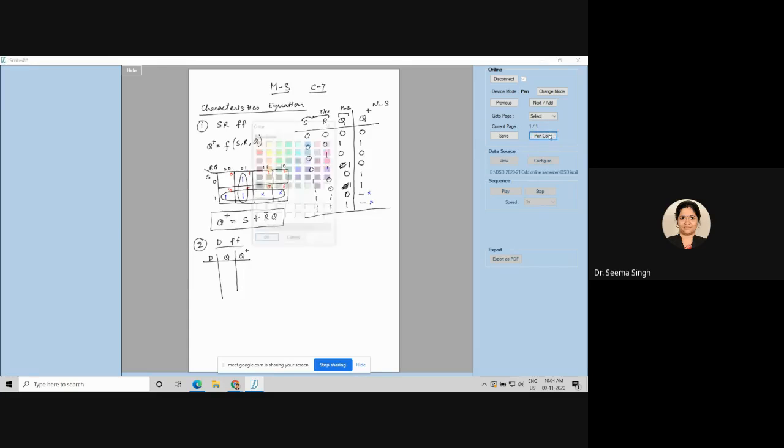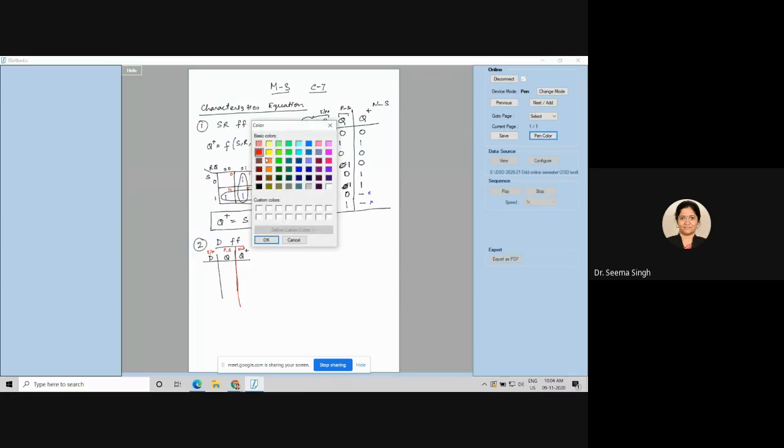All of you can do it on your own and give me the answer before I complete it. D is input, Q is present state and Q plus is next state. Please understand. D is input, Q is present state and Q plus is next state. Now you know that it is a 2 input, 1 output case.